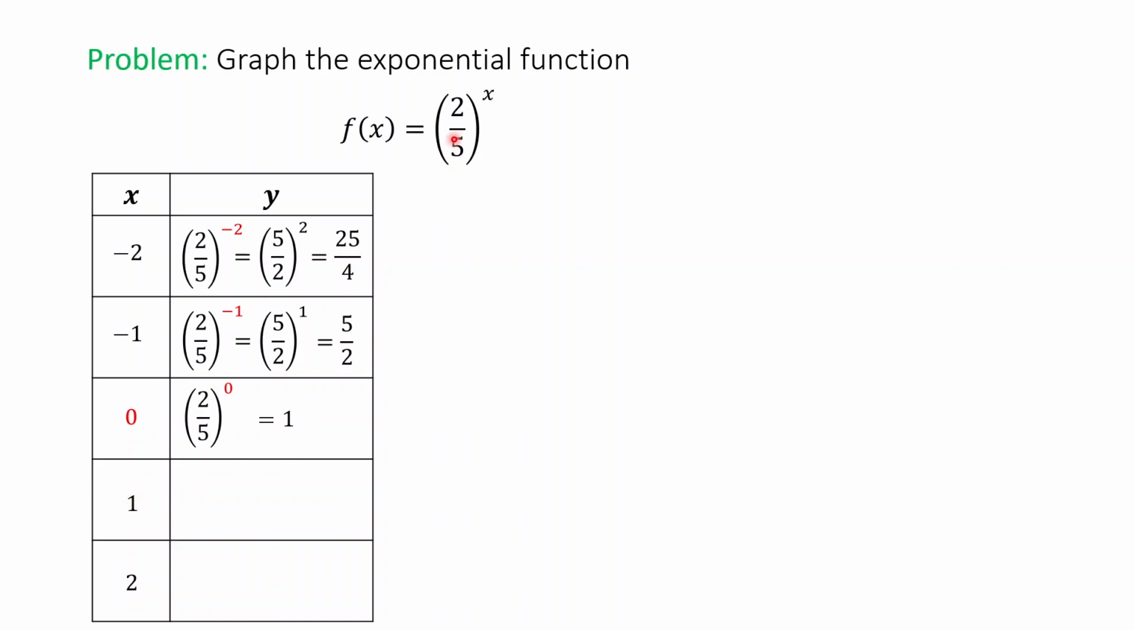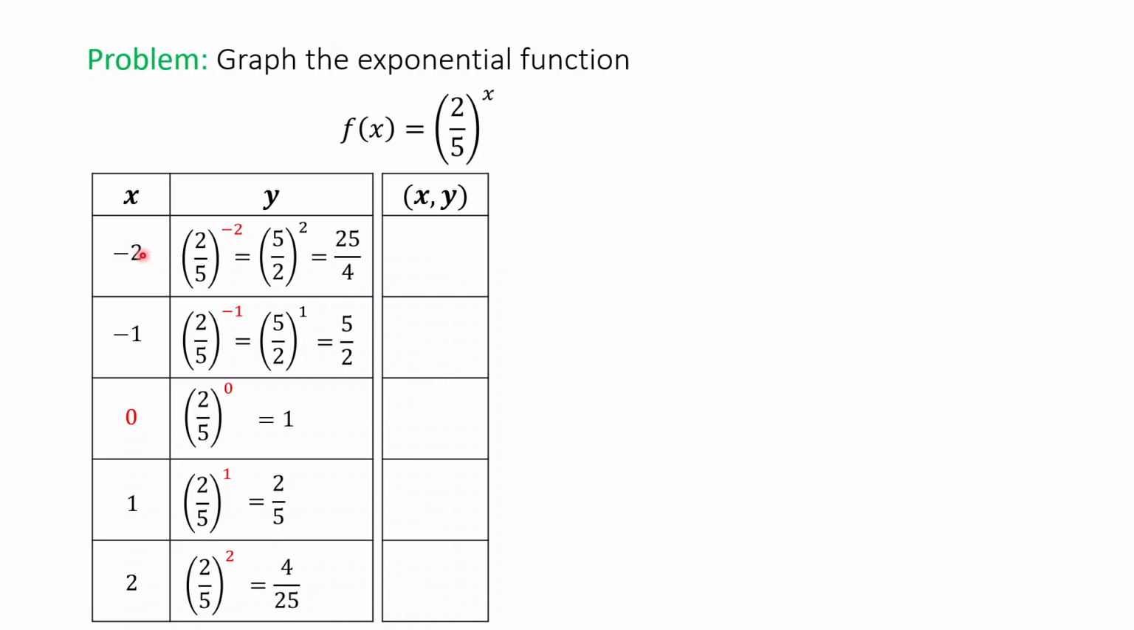Anything raised to 0 is 1. Now put x is equal to 1, (2 divided by 5) to the 1. So this is equal to 2 over 5. Now put x is equal to 2. You get this. This is equal to 2 squared, 4, over 5 squared, 25. So we have -2, 25 over 4. -1, 5 over 2. 0, 1. 1, 2 over 5. 2, 4 divided by 25.